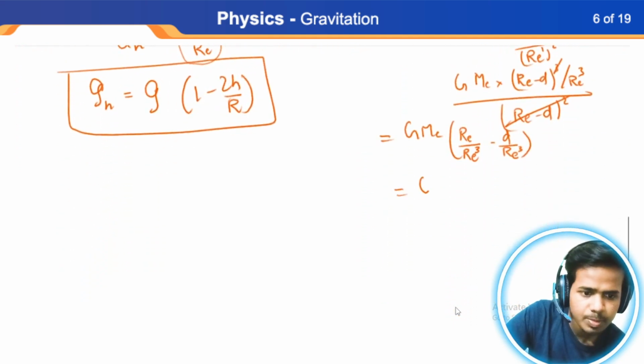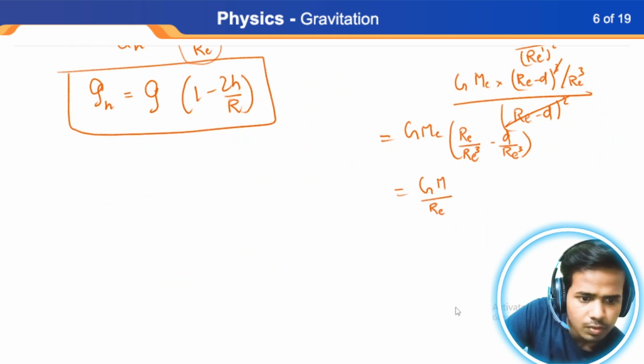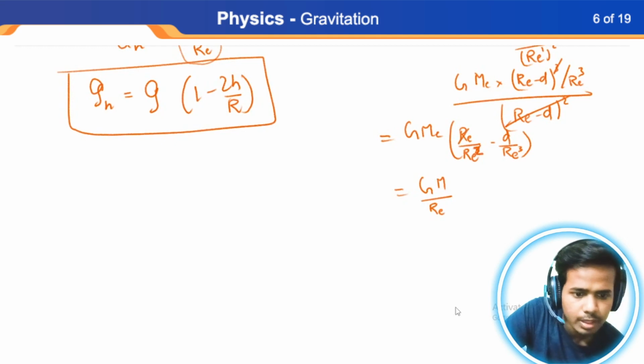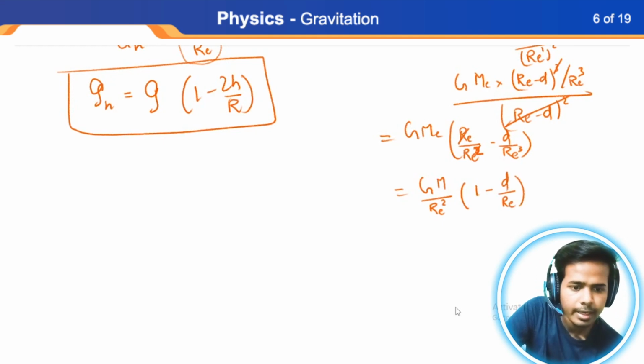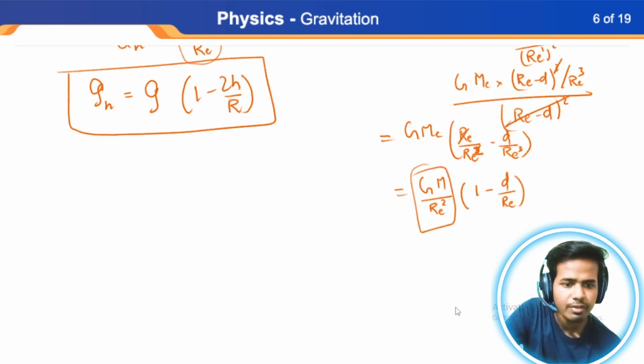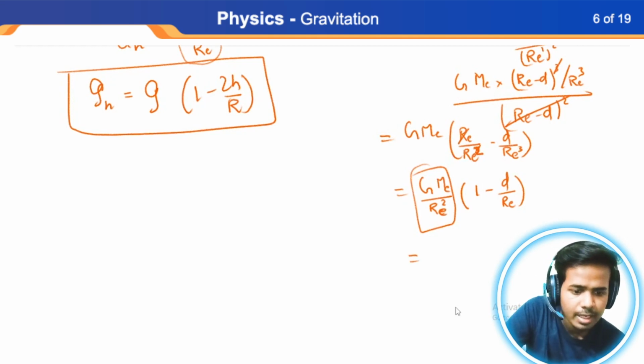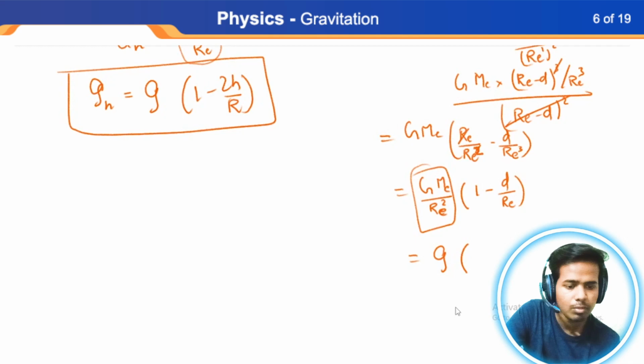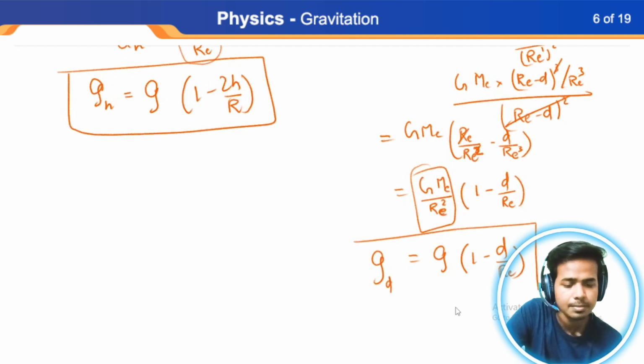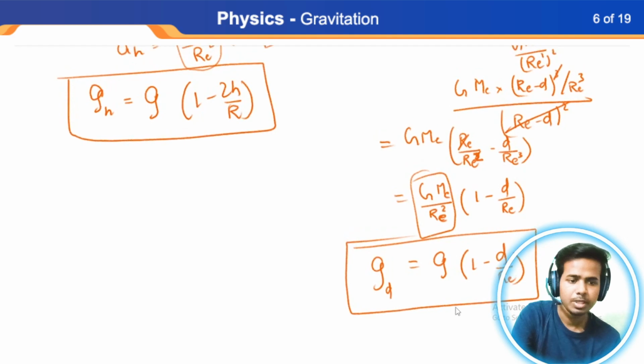If you calculate closely, this becomes GM by Re, one of them will get cancelled out and this will become Re square, and this is 1 minus d by Re, the radius of earth, right? And what was this term all about? Since we have taken the original mass of earth and original radius of earth, this comes out to be nothing but the acceleration due to gravity on the surface multiplied by (1 minus d by Re). This is the acceleration due to gravity at a depth d, not at a height, at a depth. I hope this is clear.